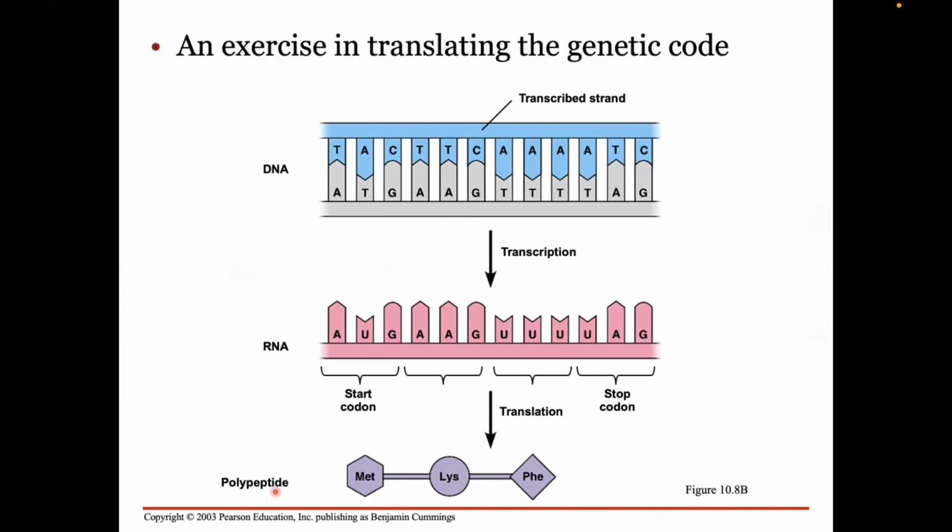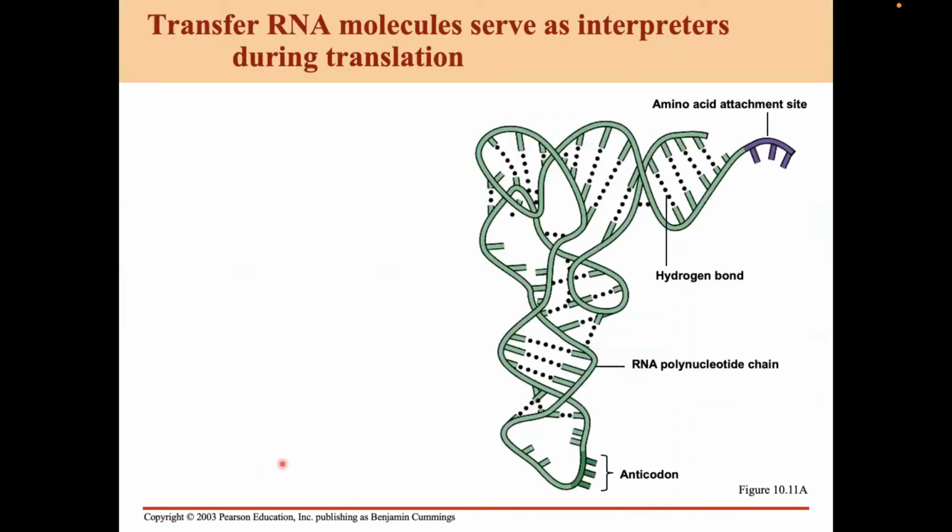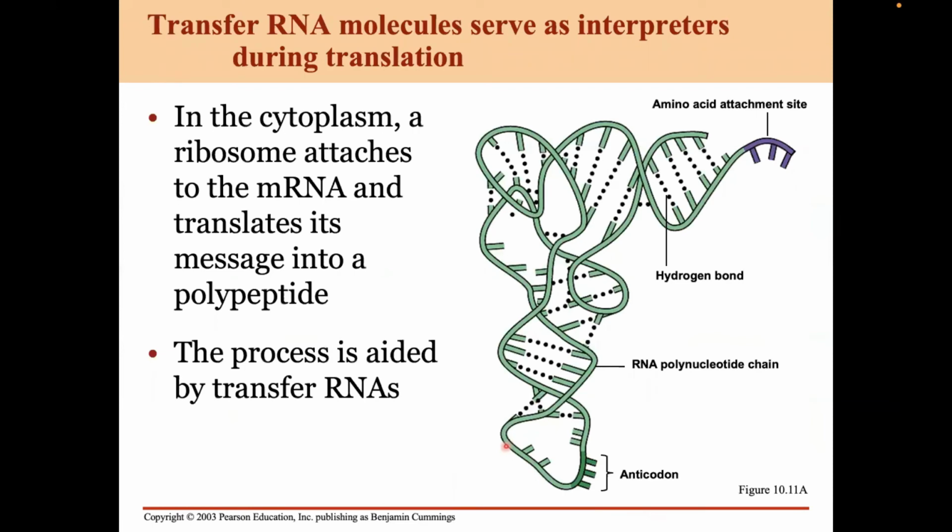And then, an exercise in translating the genetic code. So, next. Transfer RNA molecules serve as interpreters during your translation. In the cytoplasm, a ribosome attaches to the mRNA or your messenger RNA and translates it into a message into a polypeptide. The process is aided by the transfer of your RNA.